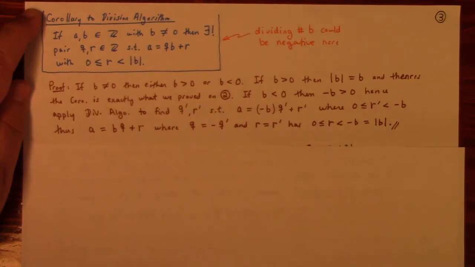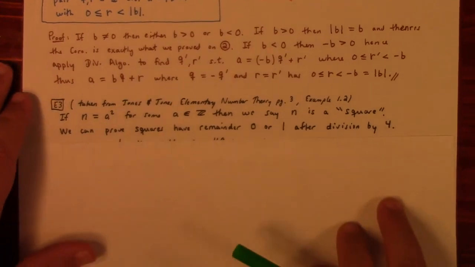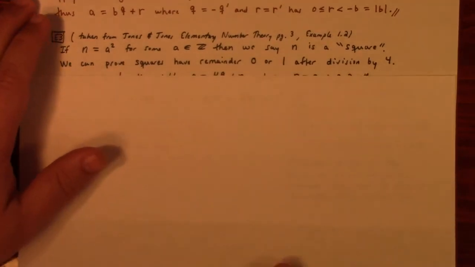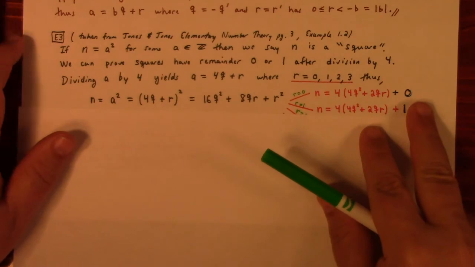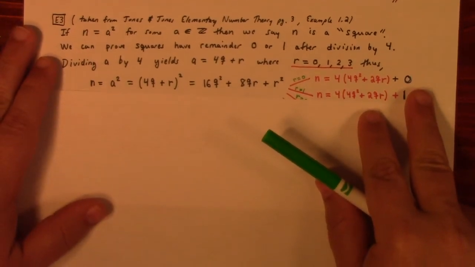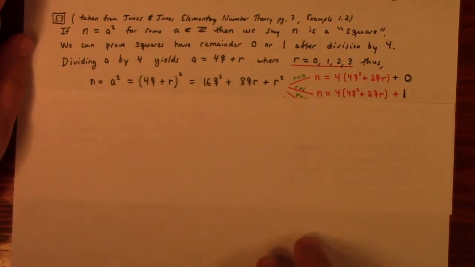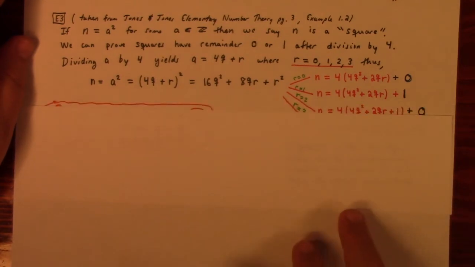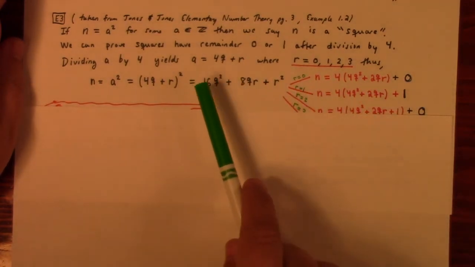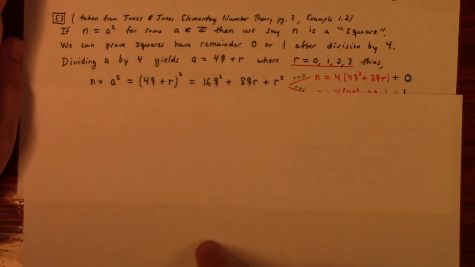That's the corollary. So here's an example, which is kind of a neat example. I took it from Jones and Jones. In fact, most of this is taken from Jones and Jones, Elementary Number Theory. I've tried to make these notes self-contained, right? So if you don't have a copy of Jones and Jones, you can still understand it. But the more books you have, the better. But here we go. So this is example 1.2 in that book on page 3.